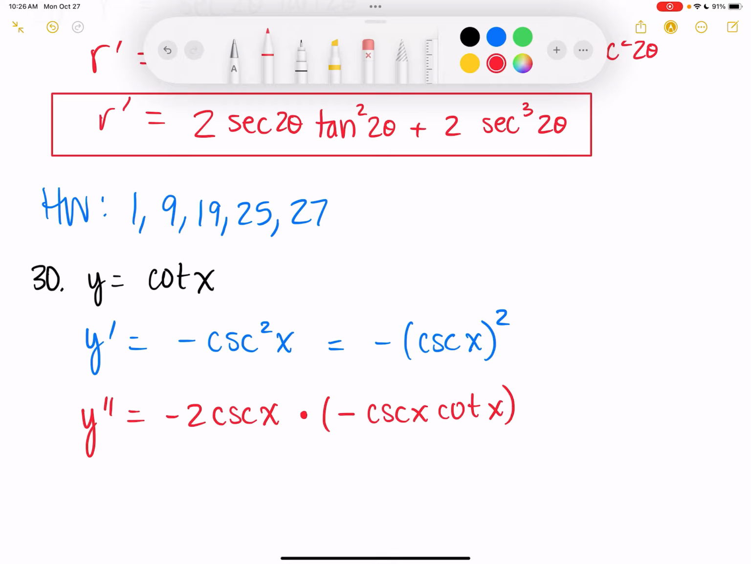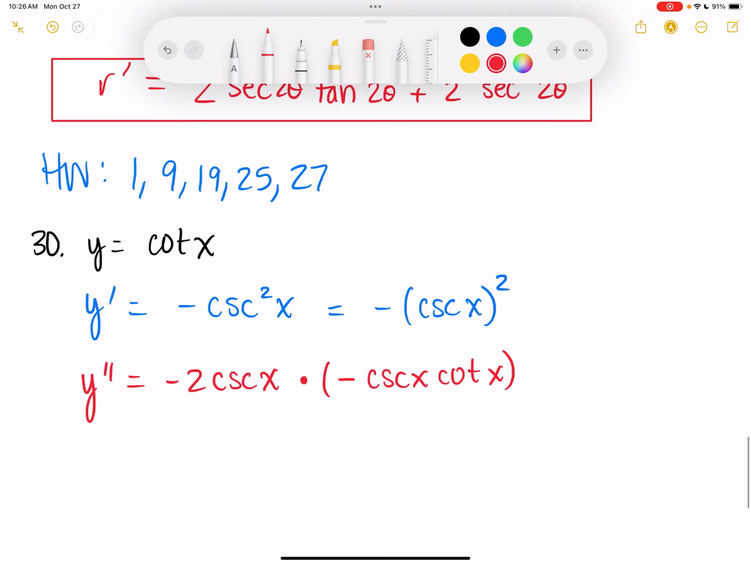So then just to multiply all this together, we end up with a positive 2 cosecant squared of x times cotangent of x. So that's our second derivative there.